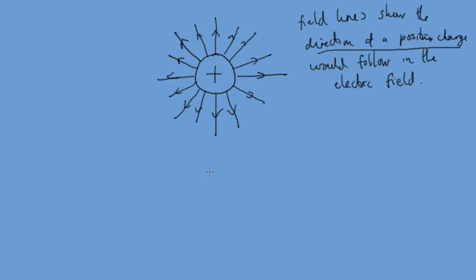So if we were to draw it for a negative particle, we'd just have the opposite. It would look identical, but this time the direction of the field is going towards the point charge.